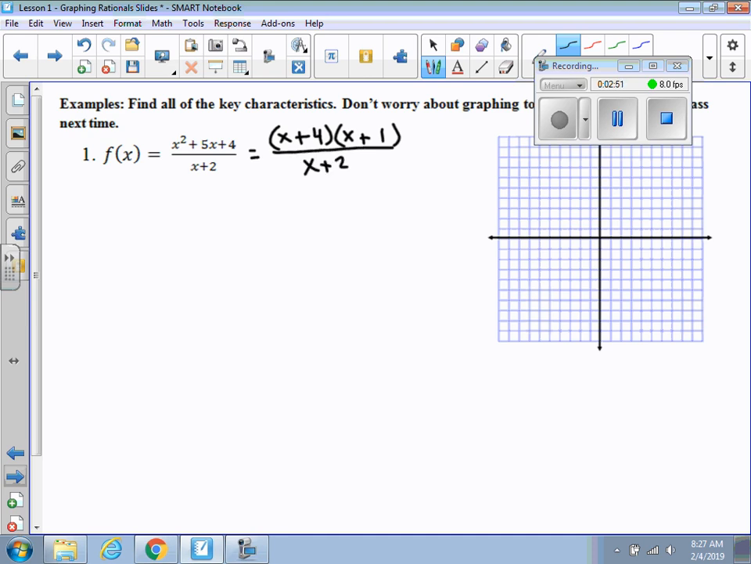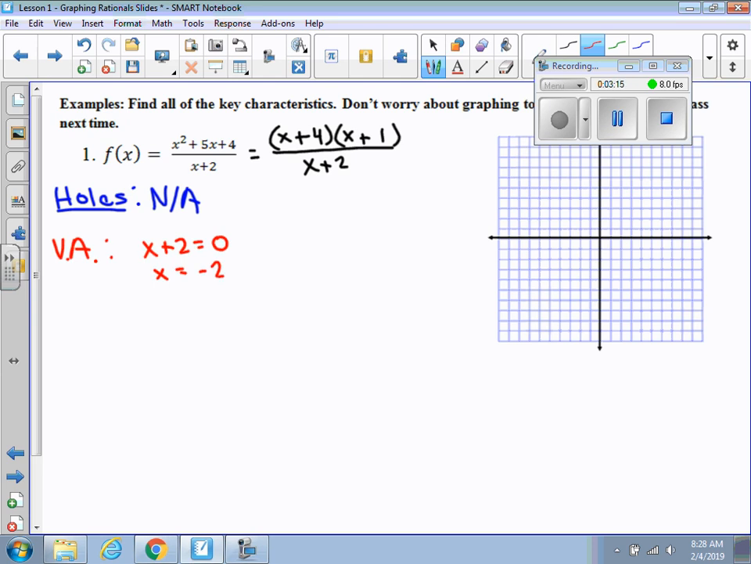It's x plus 2. So for our holes, those come from the common factors. Do we have any common factors? No, so there are no holes. All right, moving on to our vertical asymptotes. Those come from factors unique to the denominator. We only have 1, and that's x plus 2. So we set that equal to 0, and we solve for x, and we get x equals negative 2.